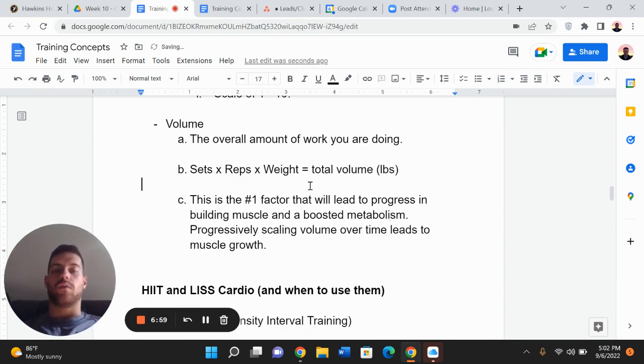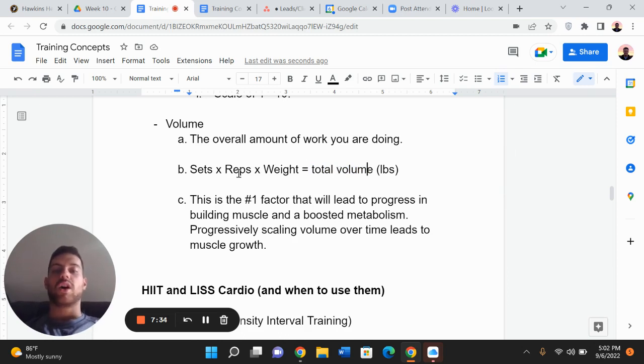So how you get better and get stronger and become more fit and speed up your metabolism is by manipulating volume. This is something you can really hone in on and become really good at. So this is the number one factor that will lead to progress in building muscle and a boosted metabolism. Progressively scaling volume over time leads to muscle growth. So you are constantly trying to increase this number, with exception. Sometimes you don't want to always try to increase this number, but 65, 70% of the time, you should be focused on trying to increase this total volume number.